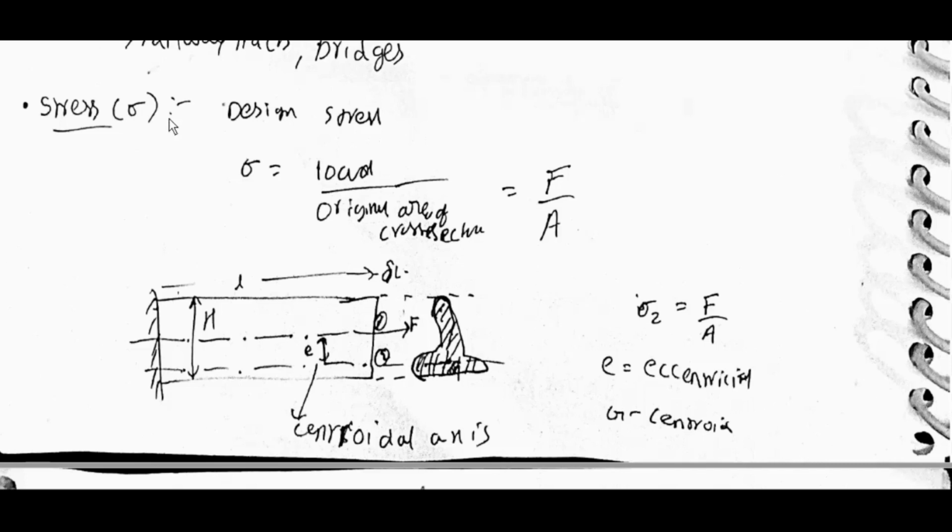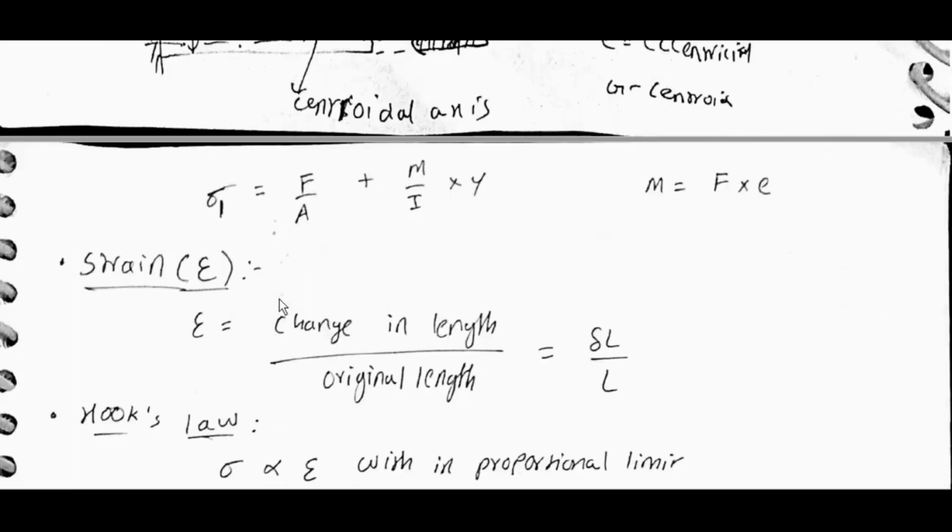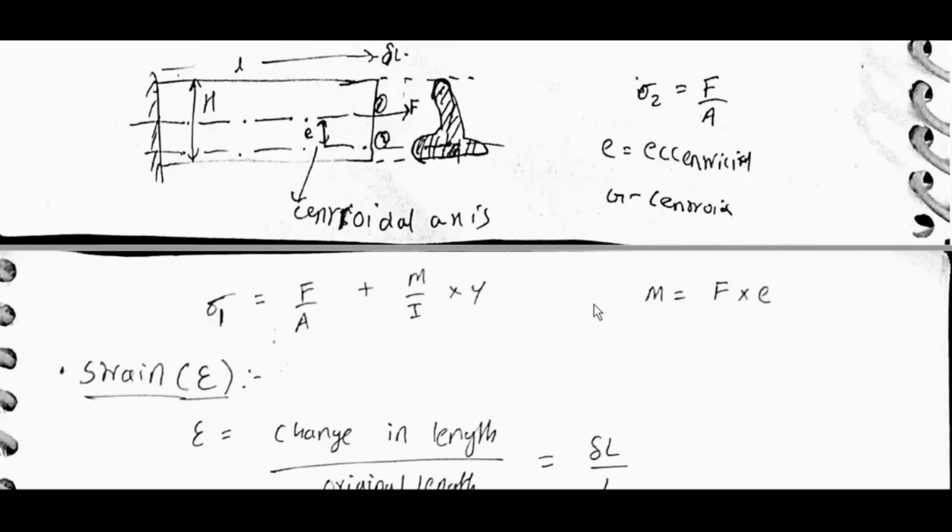Design stress sigma is equal to load by original cross-sectional area, equal to F by A0. Here, if eccentricity e is constant, G is the centroidal axis, sigma 1 is equal to F by A plus M by I into y, where M is equal to F into e.